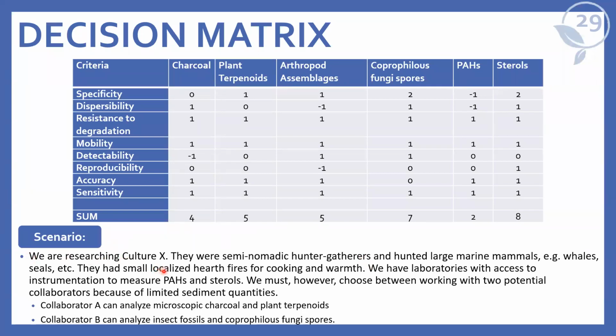So we're researching culture X. They were semi-nomadic hunter-gatherers and hunted large marine mammals, i.e. whales. They had small localized hearth fires for cooking and warmth. As a research facility, we have access to instrumentation to measure PAHs and sterols. But we also have 2 potential collaborators. Collaborator A can analyze microscopic charcoal and plant terpenoids. And collaborator B can analyze insect fossils and coprophilous fungi spores. So how do we pick the best study design knowing these factors?